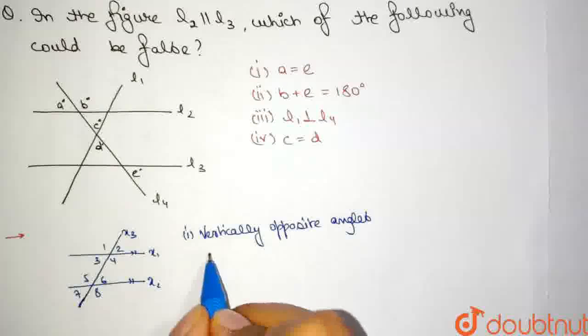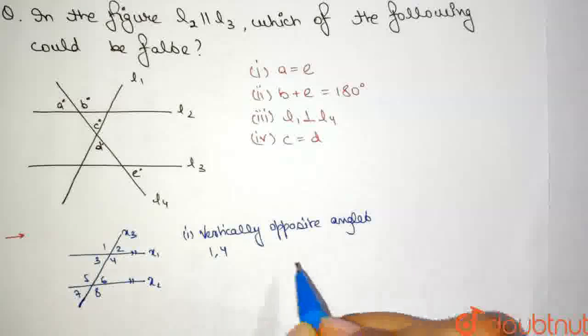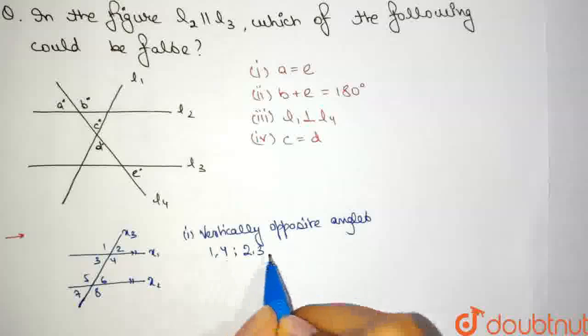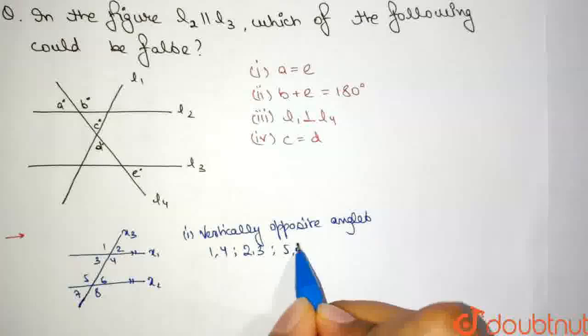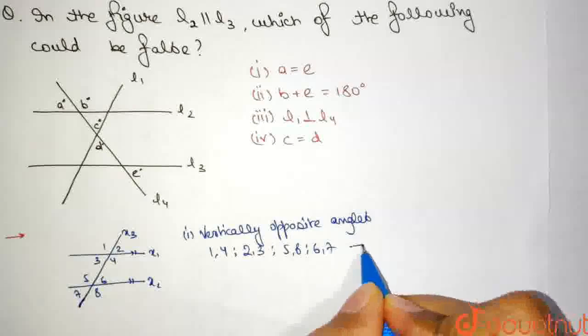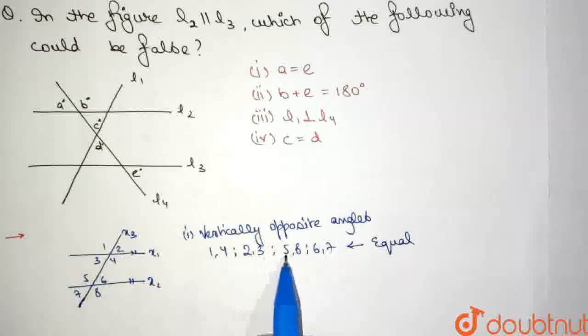So these angles are vertically opposite to each other. Those angles are 1 and 4. Then we have 2 and 3, they are opposite to each other. And then we have 5 and 8 and 6 and 7. That means they are exactly opposite to each other, right? And these angles are equal. So 1 equals 4, 2 equals 3, 5 equals 8 and 6 equals 7.